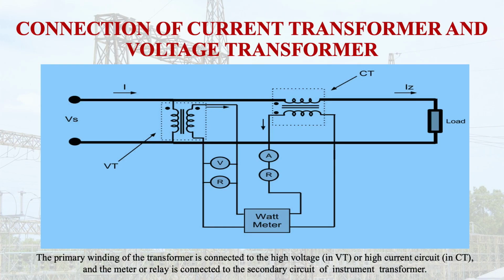The primary winding of the transformer is connected to the high voltage or high current circuit. Just like a normal transformer, the current transformer and the voltage transformer also have a primary winding and a secondary winding. So whatever is to be measured is connected to the primary winding, and the meter or relay is connected to the secondary circuit of the instrument transformer. You can see one diagram with which you can understand how it can be connected.